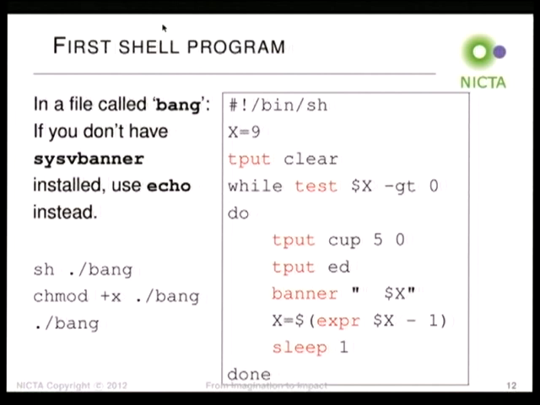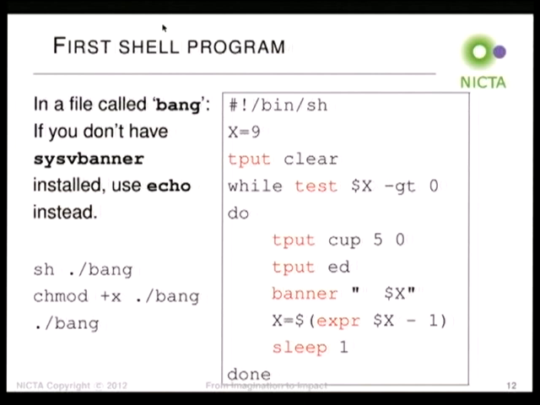CUP is cursor position, and then you give it an X and Y axis number in columns and rows. Test is an all-purpose program that tests various different things. In this case, we're testing whether a number is bigger than 0. Banner just prints things up in big letters. Sleep does what you'd expect. And the most interesting bit is this bit here, this construct.